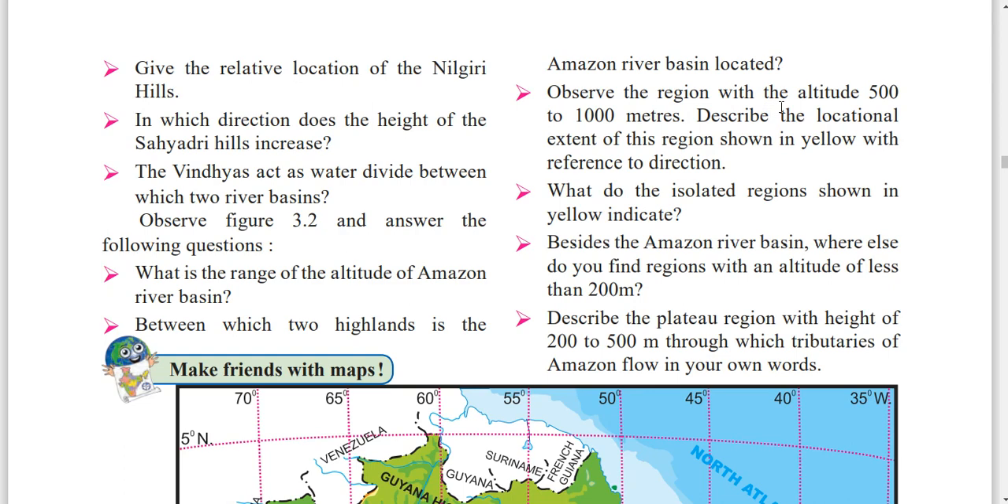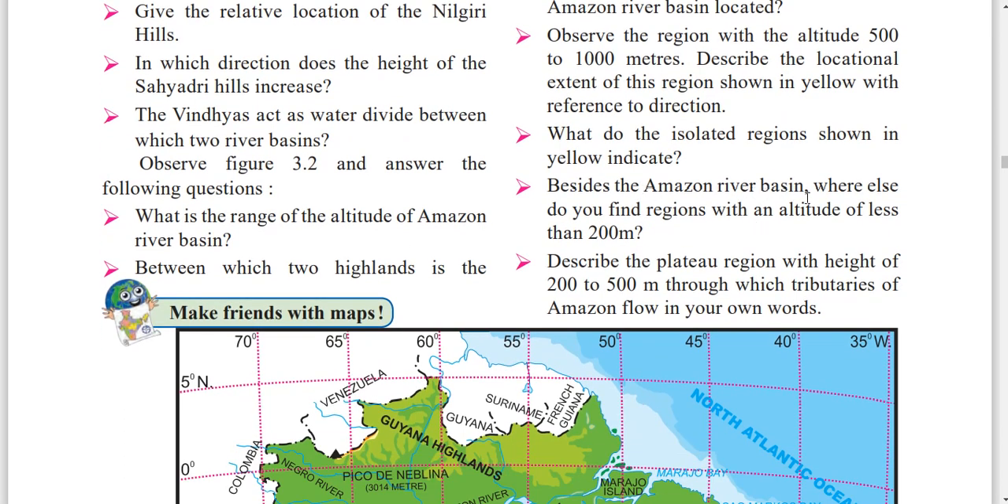Observe the region with the altitude 500 to 1000 meters. Describe the locational extent of this region shown in yellow with reference to direction. What do the isolated regions shown in yellow indicate? Besides the Amazon river basin, where else do you find regions with an altitude of less than 200 meter? Describe the plateau region with the height of 200 to 500 meter through which tributaries of Amazon flow in your own words.